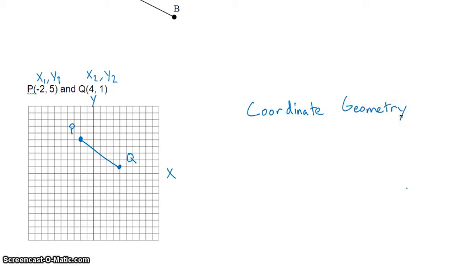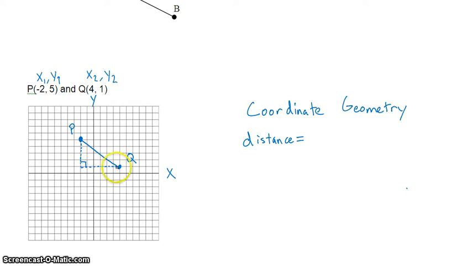In order to find lengths, in order to find measures in coordinate geometry, we're going to need a formula. That formula we're going to need is the distance formula. In order to find the distance formula, we're going to turn PQ into a right triangle and then use the Pythagorean theorem.